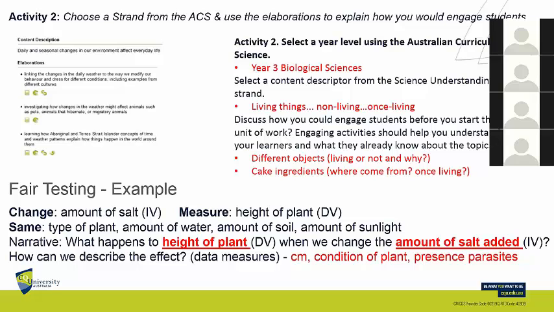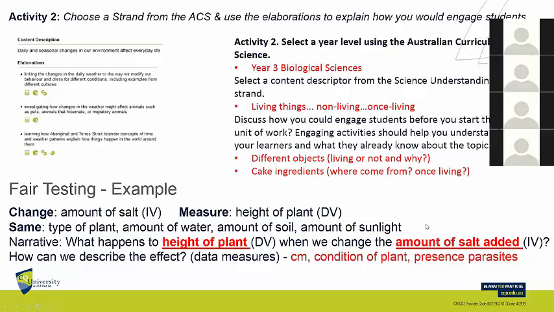So that's the independent variable, the different levels of salt. The objective measures we have will be the height of the plant. What are we looking at? Okay, what are our metrics? We've got the same plant, the same amount of water, the same amount of soil, the same amount of sunlight.